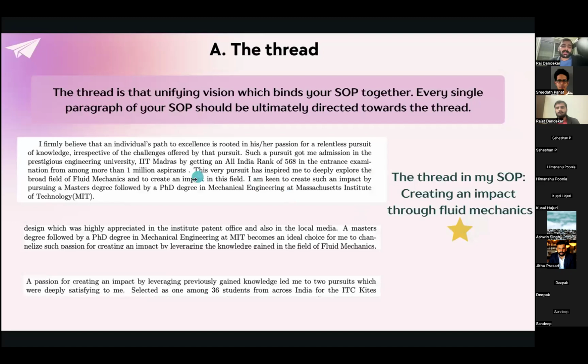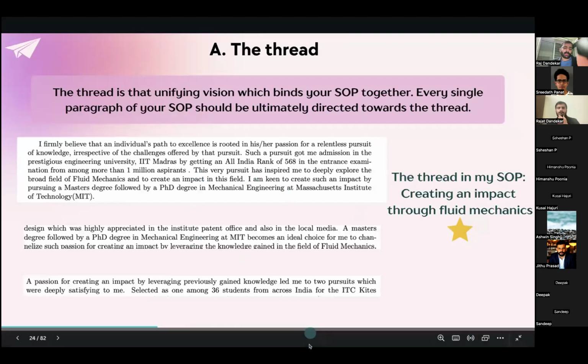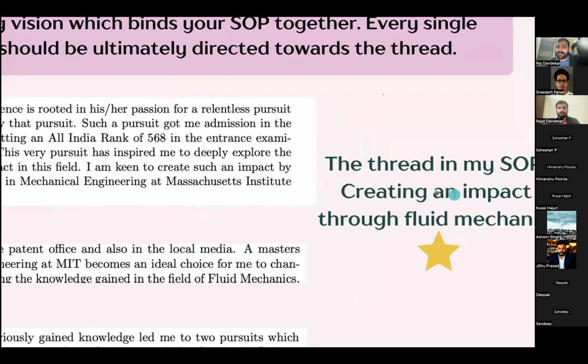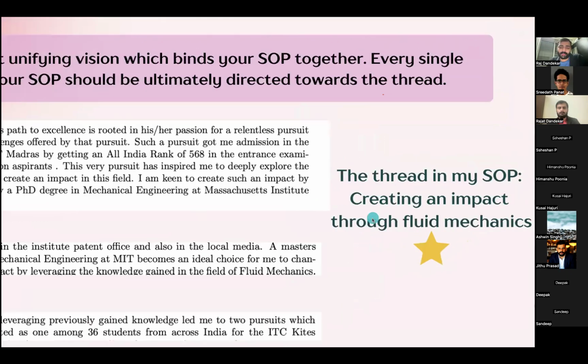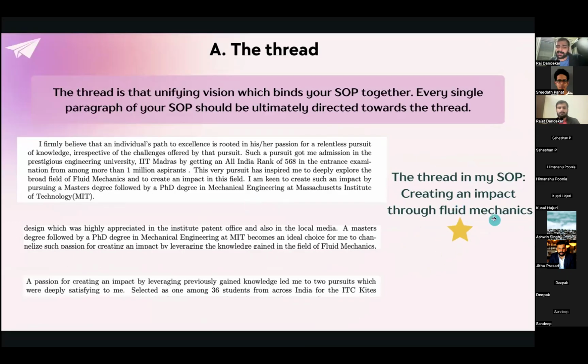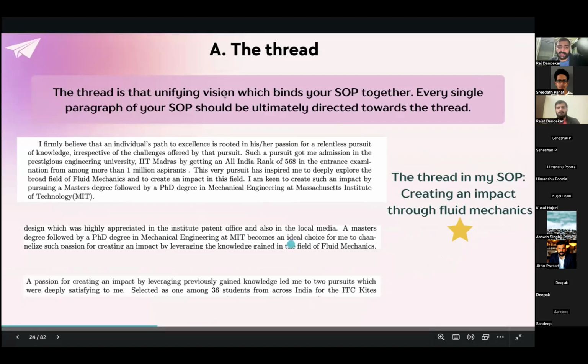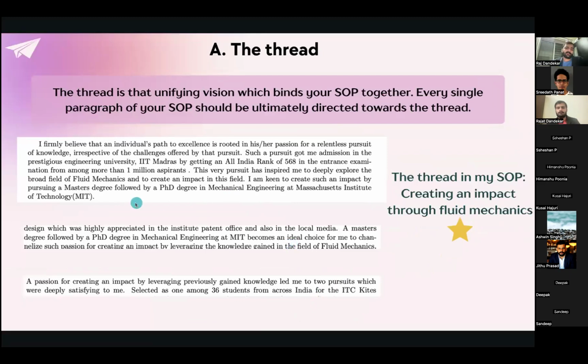So for example, here are some paragraphs from my SOP which got me admitted into MIT. And whether the admissions committee selects me or not, one thing is pretty clear, that my entire SOP is about creating an impact through fluid mechanics. So that is the thread of my SOP. That's the vision of my application. I want to create an impact through fluid mechanics.